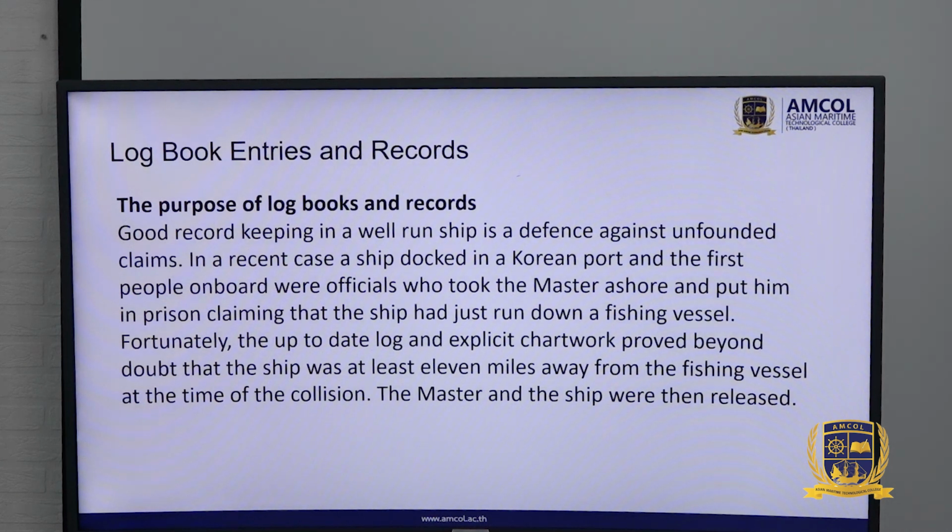I have put an example here: record keeping on a well-run ship is a defense against unfounded claims. In a recent case, a ship docked in a North Korean port, and the first people on board were officials who took the master ashore and put him in prison, claiming that the ship had run down a fishing vessel. Fortunately, the updated log and explicit chart work proved beyond doubt that the ship was at least 11 miles away from the fishing vessel at the time of collision, and therefore the master and the ship were released.